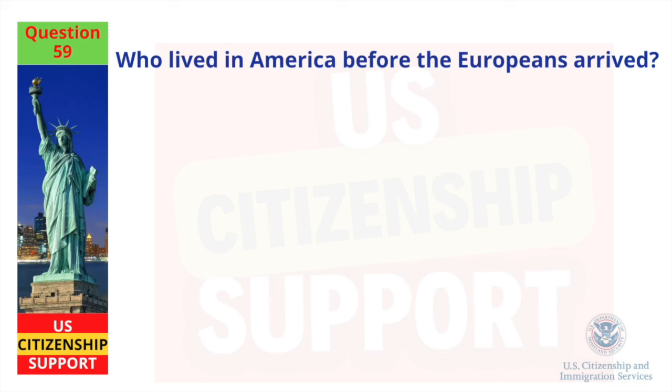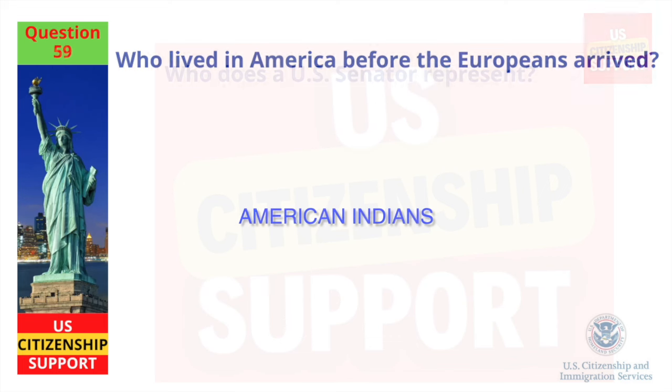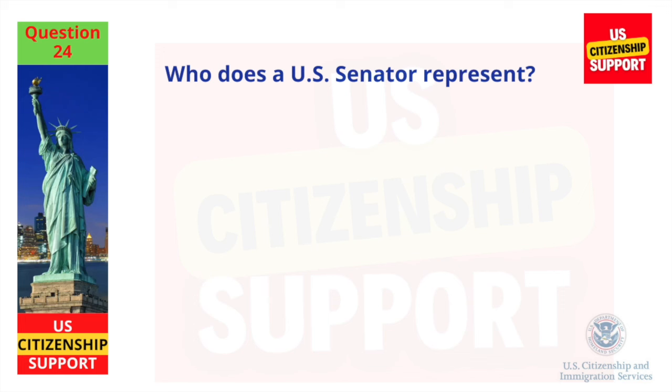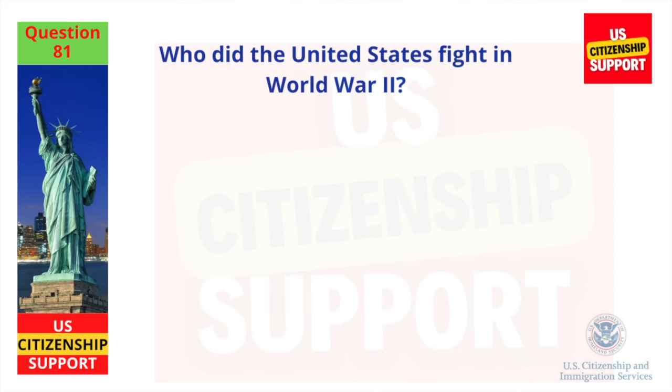Who lived in America before the Europeans arrived? American Indians. Who does a U.S. Senator represent? All people of the state. Who did the United States fight in World War II? Japan, Germany, and Italy.